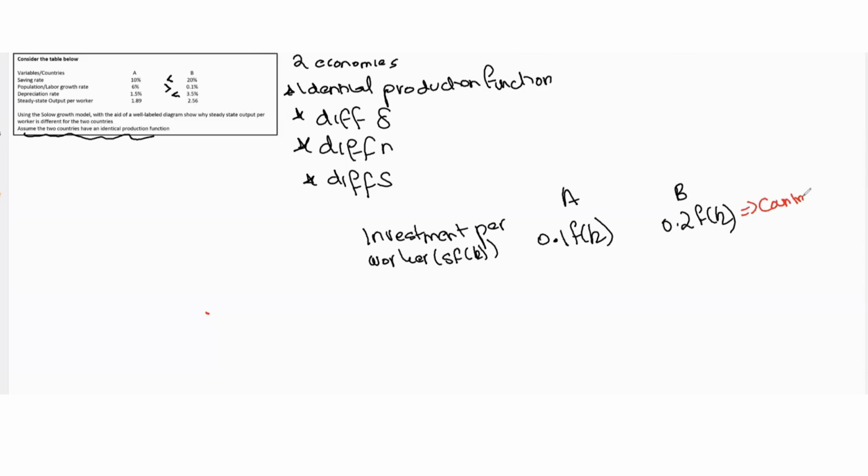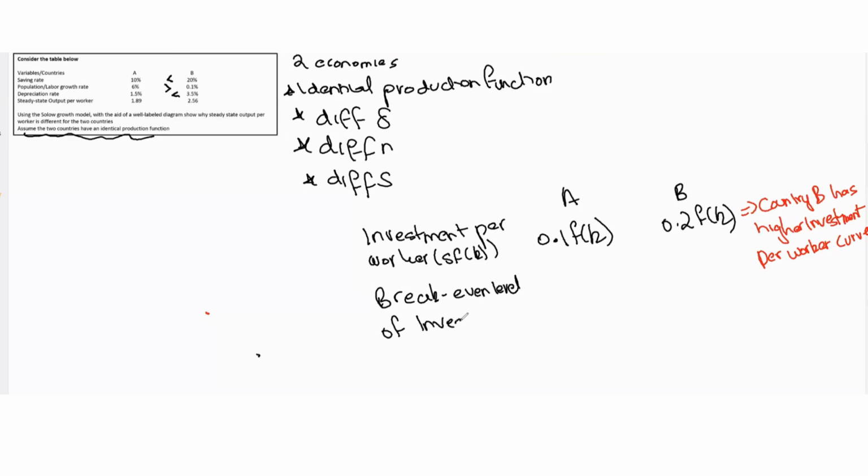So country B has a higher investment per worker curve. Now I want to compare the break-even level of investment per worker for both of the countries. And we know in this case, the break-even level of investment per worker in the Solow model, where we do have population labor growth but no technological progress, is given to us as n plus delta. So it's (n + delta)k, right? n is your population labor growth rate, delta is your depreciation rate.